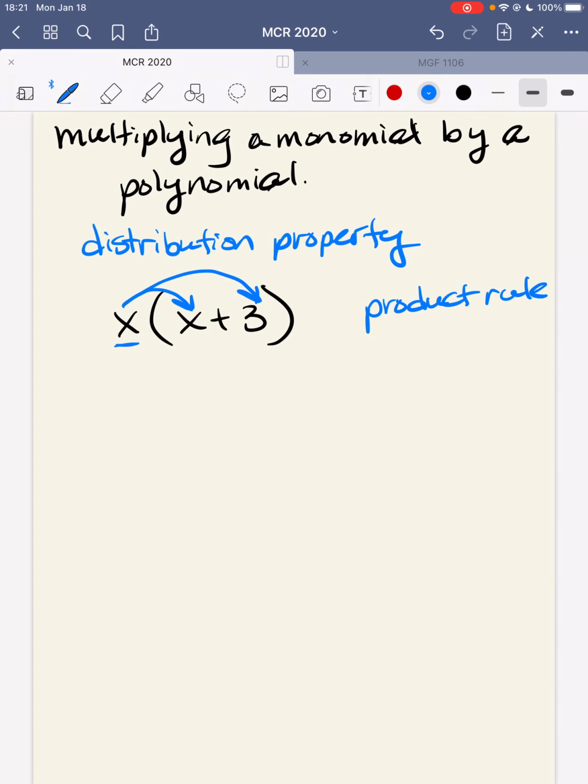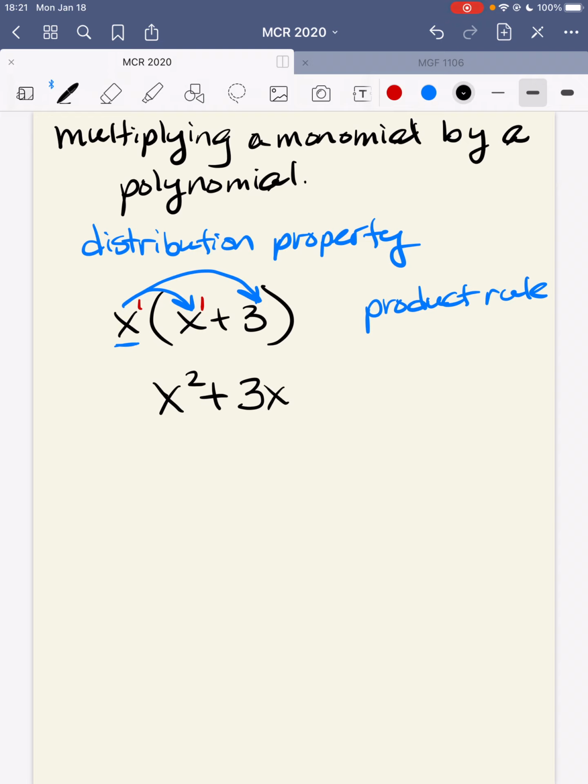Okay. And so if I multiply this one, I have x times x. Remember, there's ones out there. So x to the 1 plus 1 is x squared. Now 3 doesn't have an x, and x is positive on the outside. We're going to keep the plus sign. And 3 times x is just going to be 3x. They're not like, so we're just going to mush them together.